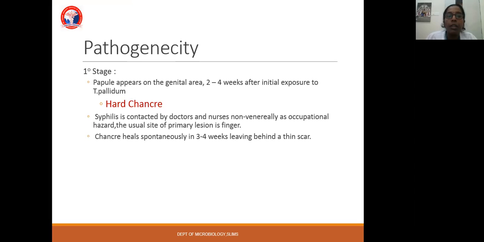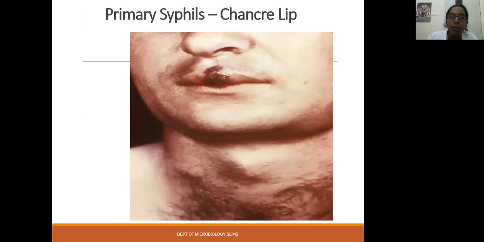So as I told you, in the pathogenicity of the primary stage, the papule occurs 2 to 4 weeks after initial exposure to the infection, and the patient will present with a hard chancre. Syphilis can be contracted by medical personnel through a non-venereal route, as an occupational hazard, and it will heal spontaneously, leaving a very thin scar. So this is primary syphilis, where you can see the chancre on the lip.